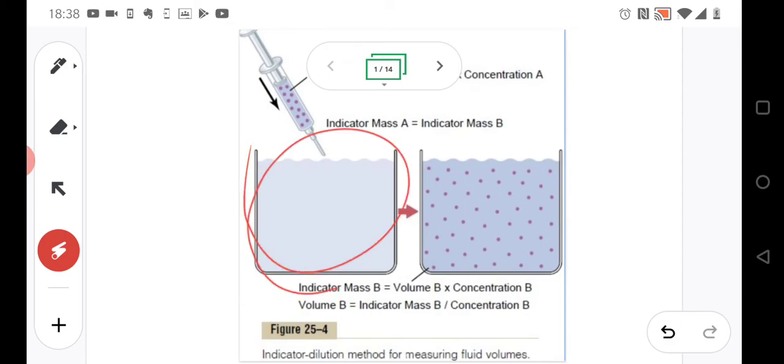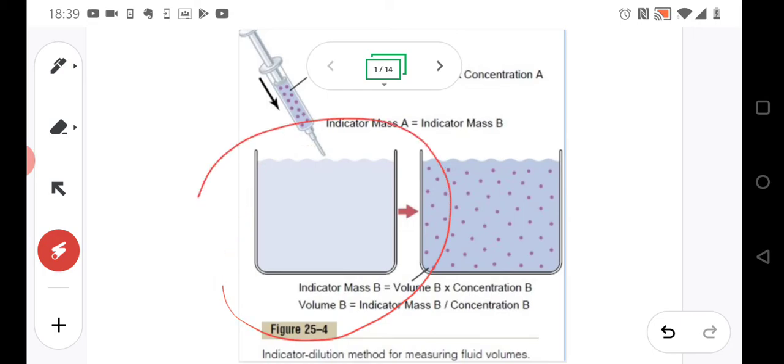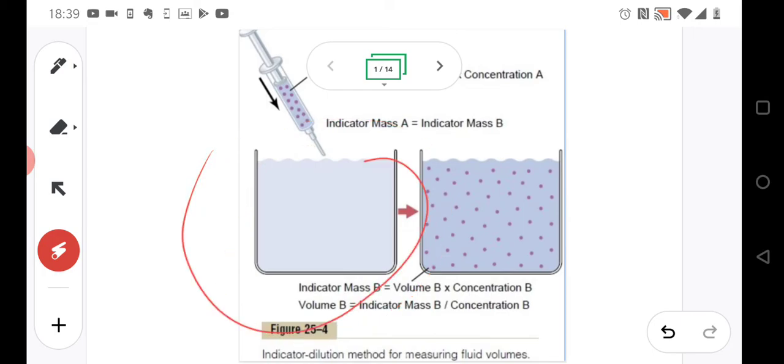Then, after some time, we give time for diffusion to happen, so the concentration would get progressively the same everywhere. And then we measure what the concentration is. The bigger the flask, the more blood we have, the lower the concentration. The smaller the flask, the smaller the amount of blood, the higher the concentration.